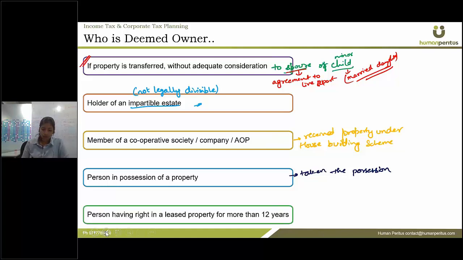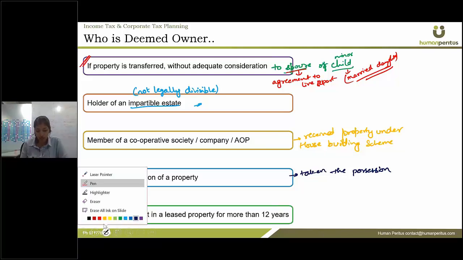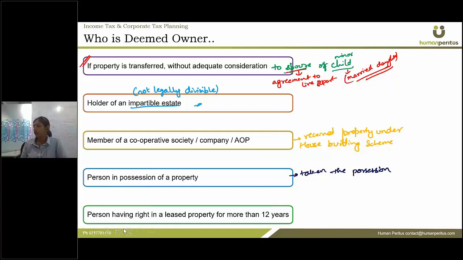Okay, not a registered owner, but the person who has the property, who is living in that property, will be considered the deemed owner. And so is a person having rights in a leased property for more than 12 years. If a person has taken a property on lease and has been there for more than 12 years, meaning a continuous lease contract, that person will also become the deemed owner. Whatever income he receives from that property will be taxed on that person only. He will be taxed, the person who has taken the lease.